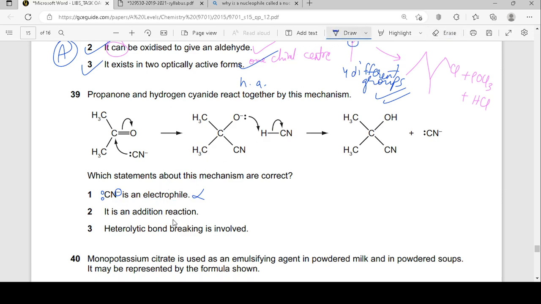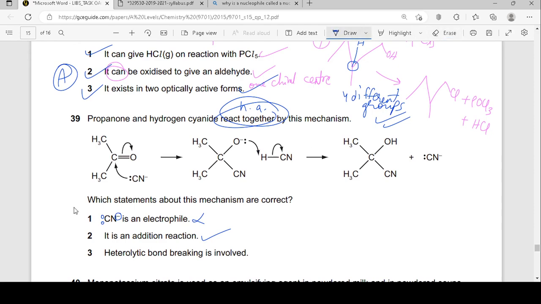So it is an addition reaction. I literally wrote over here, it's nucleophilic addition, right? So we're adding the cyanide, or nitrile, you could say. Heterolytic bond breaking is involved. Yes, there is. I think this one was heterolytic bond breaking. Is this also heterolytic? It's temporary bond breaking, and this one's definitely heterolytic bond breaking. So there is heterolytic bond breaking involved. So the answer is going to be 2 and 3, which is C, okay?